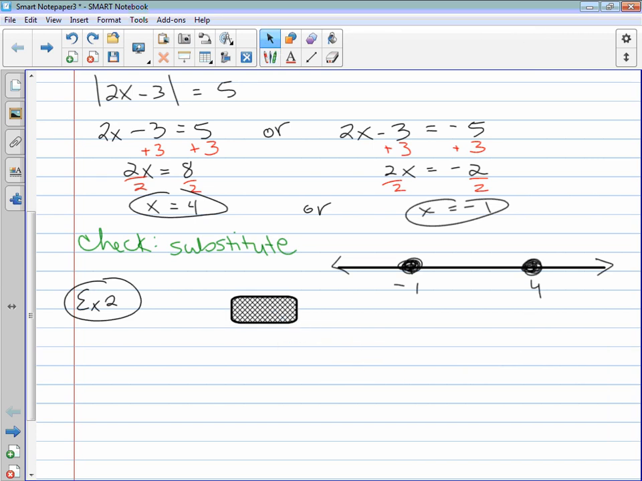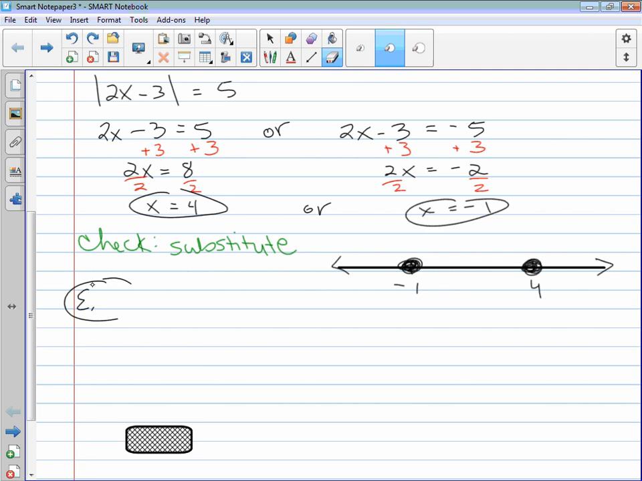Now, the other thing that you're going to have to do down the road is express your answers in what's called set notation. You guys ever heard of that before? Set notation, you might have seen it in your geometry class. Set notation is just a fancy way of writing the answer.